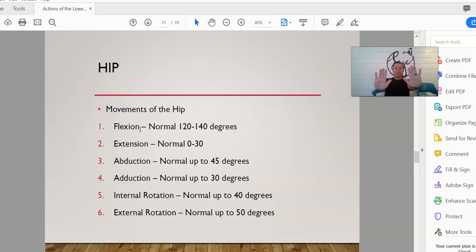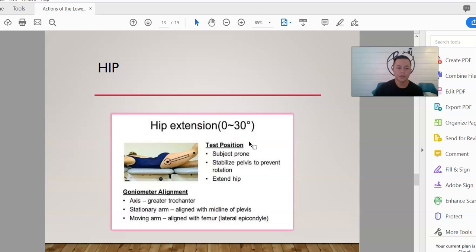Imagine that my feet are my legs, and these are my toes. Externally rotating my hip is moving my toes, my feet, out. Internally rotating would be moving them in. Those are the movements of the hips.